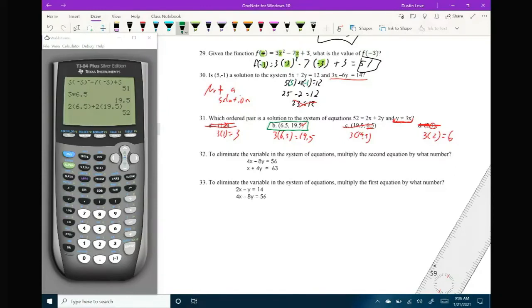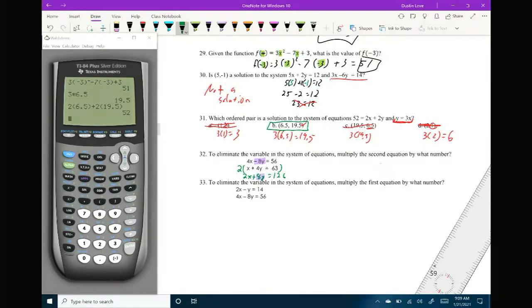Okay, 32 and 33 are very similar to those last types of problems we did on the elimination assignment. What would I multiply the second equation by? Now remember, all I'm trying to do is force one of the variables in the bottom equation to have the same value as the coefficient in the top equation. So here I've got 1 and 4, and here I've got 4 and 8. There's actually 2 ways I could do this. I could multiply the entire bottom equation by 2. If I did that, I would get 2x plus 8y equals 126. And then I've got the negative 8y and the positive 8y.